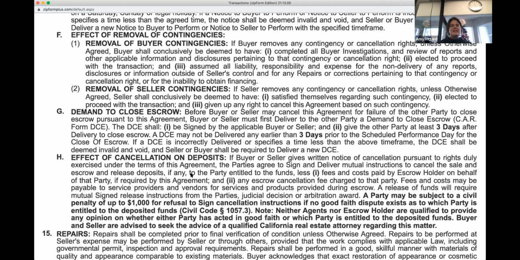A DCE may not be delivered any earlier than 3 days prior to the scheduled performance day for the close of escrow. If the DCE is incorrectly delivered or specifies a time less than the above time frame, the DCE shall be deemed invalid and void, and the seller or buyer shall be required to deliver a new DCE. And notice it says 3 days after delivery. So if I deliver it today, it's the same thing with the notice to perform. Today is day 0. It doesn't count as day 1. Tomorrow is day 1.